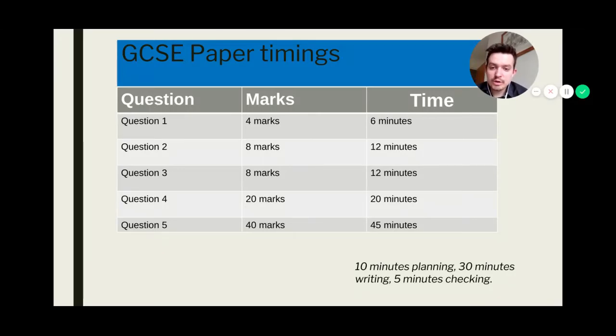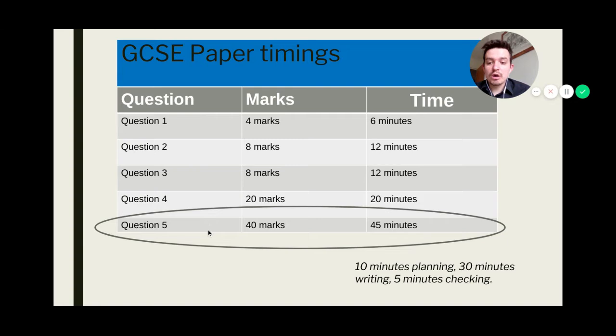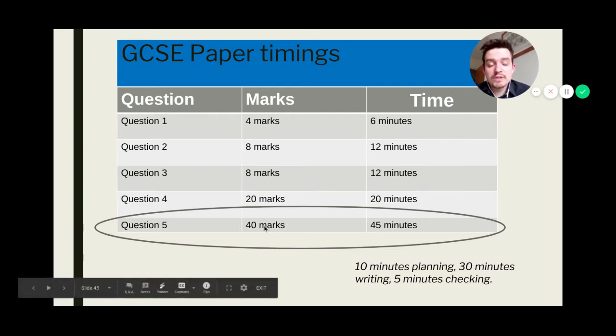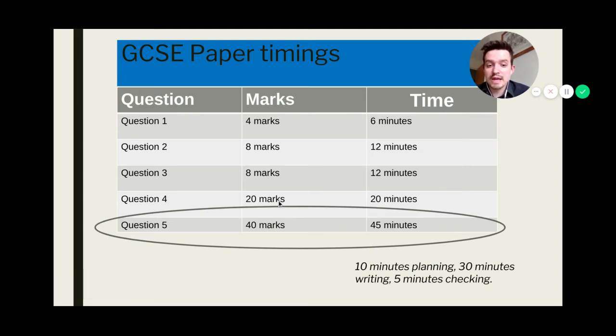Hello there and welcome to another video focusing on English Language Paper 1, Question 5. As always, we start by looking at the question overview to make sure that we are not only smart, but exam smart. We're going to be focusing on Question 5 again today. Remember, 40 marks for this question. It is worth the same amount of marks as questions 1 to 4 put together.